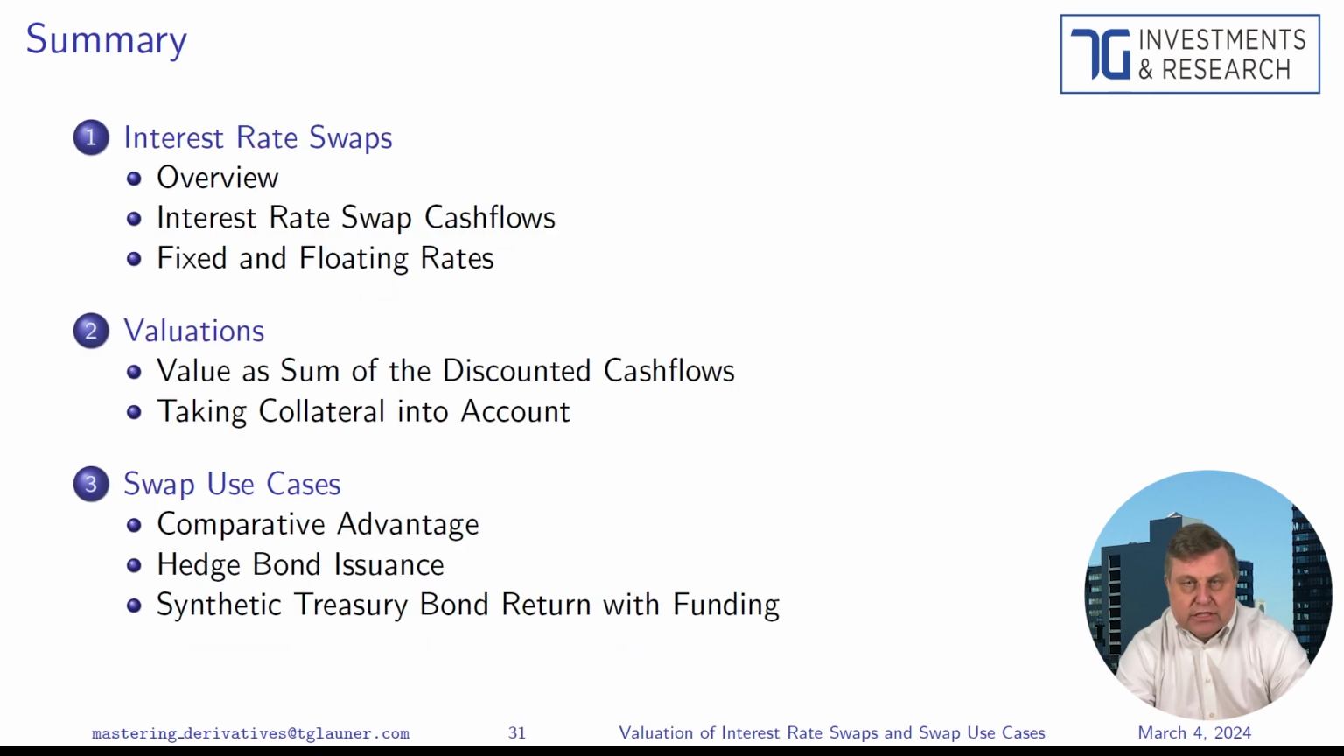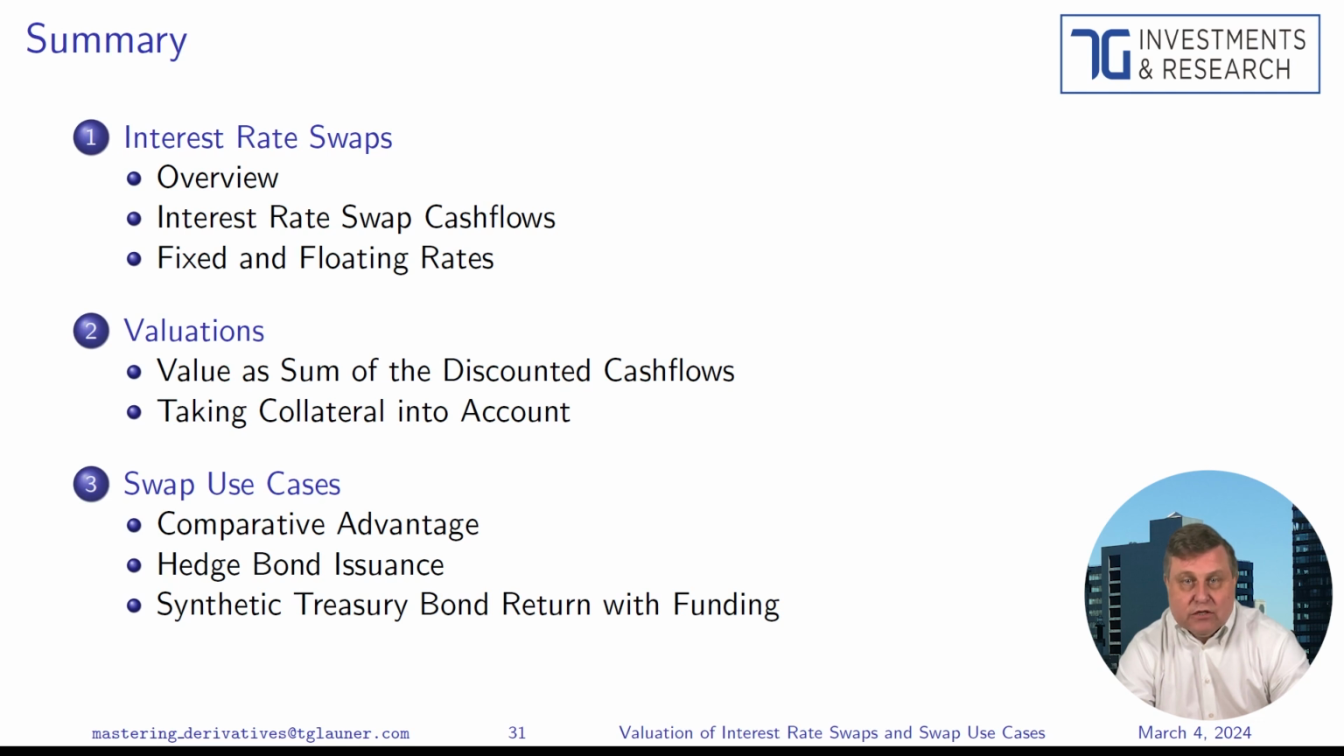Let us recap our discussion. We began with an overview of interest rate swaps, elucidating their nature and how their cash flows operate, particularly regarding fixed and floating rates. Subsequently, we delved into how one might value such a swap by summing up discounted cash flows, which involves indices both for projection and discounting purposes. We also discussed collateral and explored how to determine which curves should be used as the discount index.